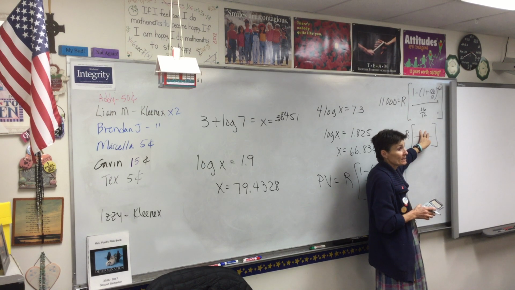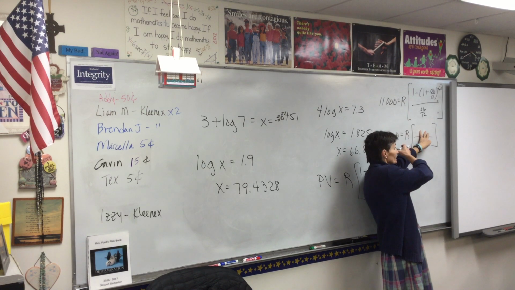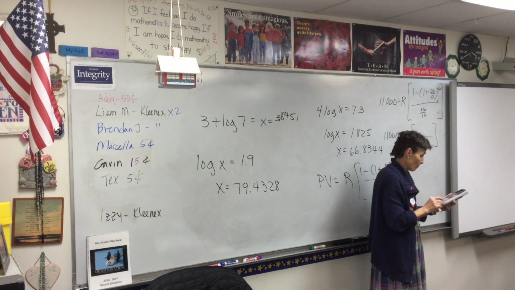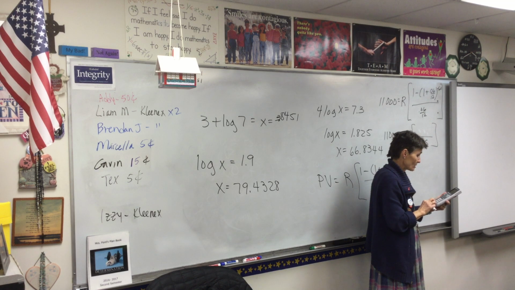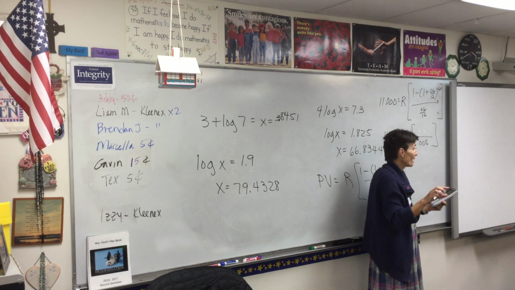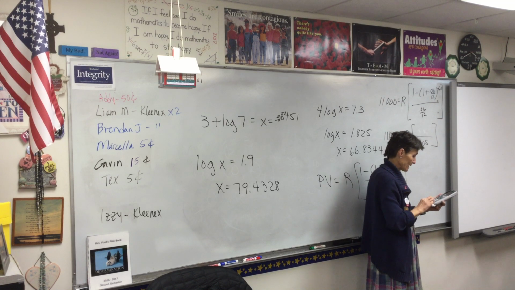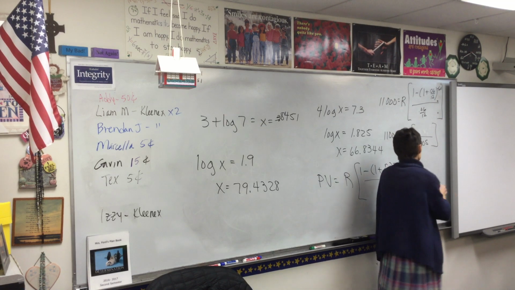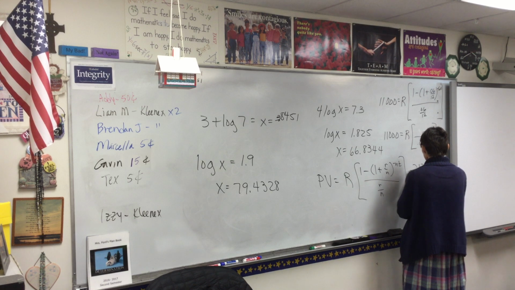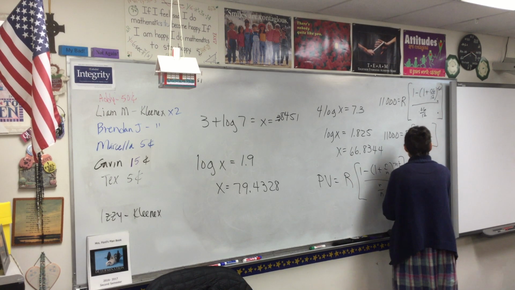So now what do I need to do? Take 11,000 divided by that bracket. So 11,000 divided by, either type the number back in or hit second answer. And the payments are going to be $212.66.